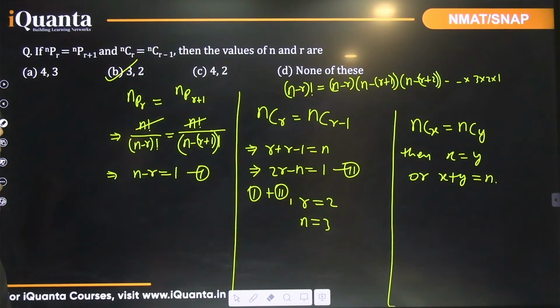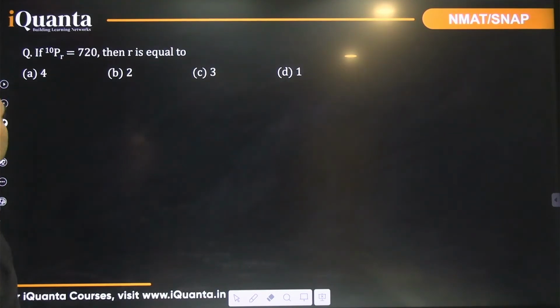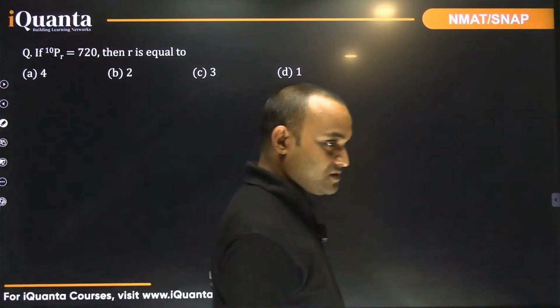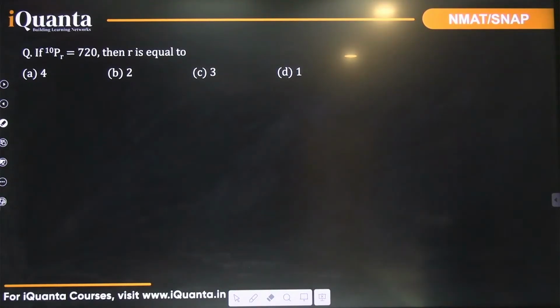Okay, let's go to the next question, which is this one. This you can solve quickly. We have also discussed these type of numbers in yesterday's class.